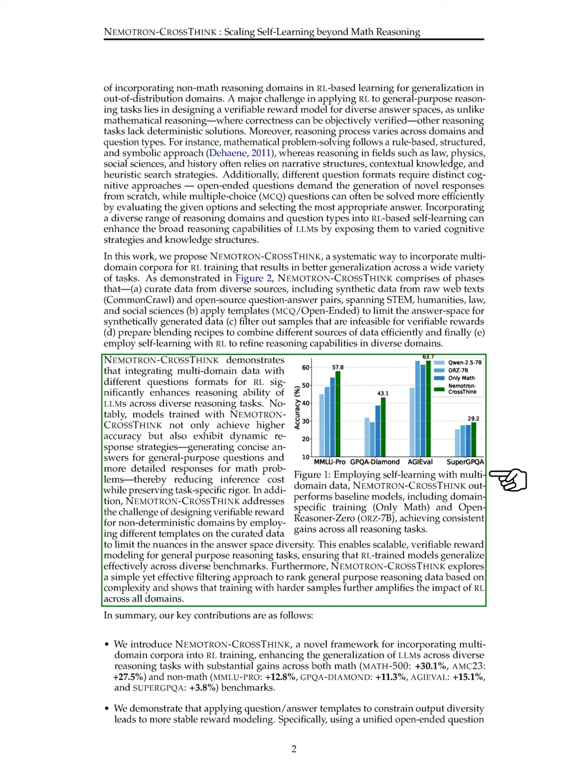Our filtering approach ranks reasoning data by complexity, showing that training with more challenging samples enhances RL effectiveness across all domains. In summary, our main contributions include the introduction of NEMOTRON-CROSSTHINK, which improves LLM generalization across reasoning tasks, and the demonstration that using templates and blending multi-domain data leads to better performance. We find that a balanced mix of general purpose and math data yields the best results, and our filtering technique further boosts accuracy, especially in larger models.